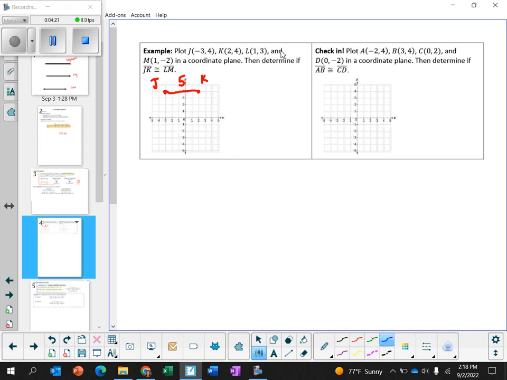Now I'm going to graph L and M. So L is at 1, 3, so to the right 1 up 3. And then M is to the right 1 down 2. So between these, I can count 1, 2, 3, 4, 5 again. So we can determine that JK is congruent to LM, right? They both measured 5. JK was equal to LM, which means the segments are congruent.